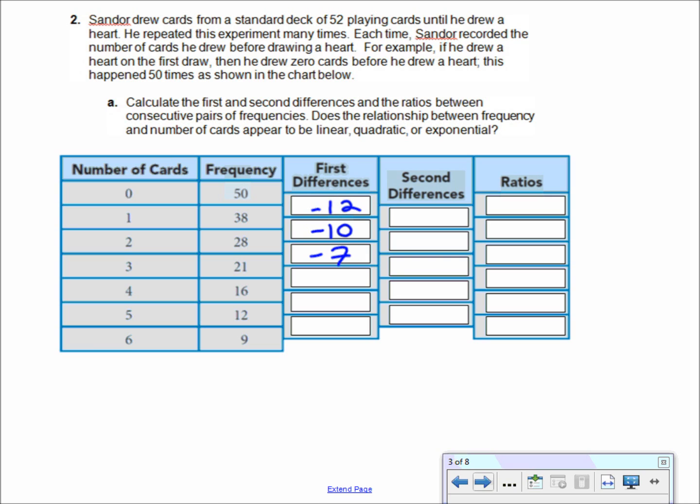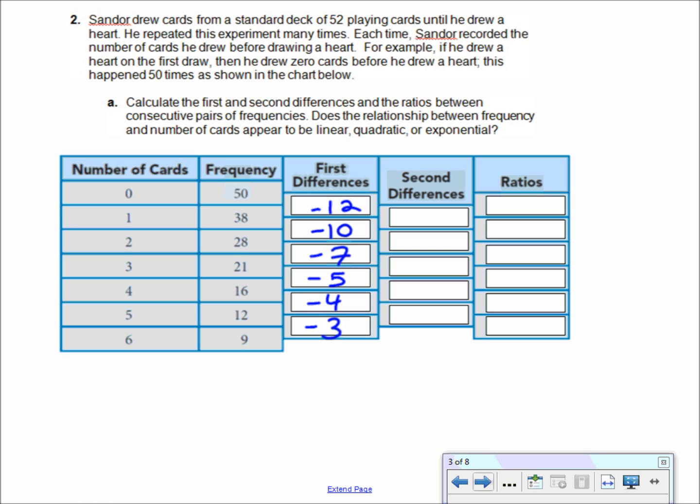Negative 7, right? 16 subtract 21 gives me negative 5. 12 subtract 16 is negative 4. And 9 subtract 12 is negative 3. Did I get it right the second time around? Yeah. Okay, sorry. I am human. I looked at the wrong numbers.